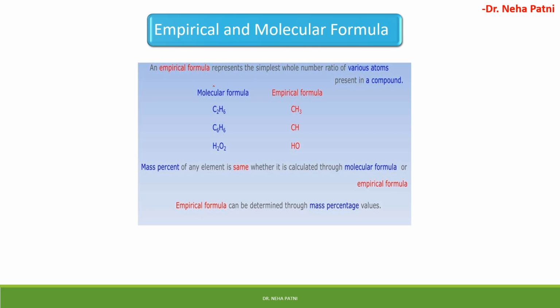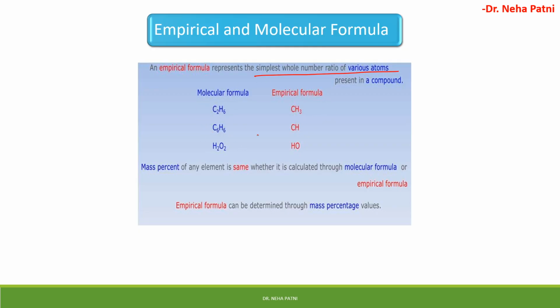What do we understand by the empirical formula? This is basically the simplest whole number ratio of atoms present in the compound. So if the molecular formula shows how many atoms are involved to form the molecule, the empirical formula will only give you the whole number ratio of atoms. Like if carbon is there, if hydrogen is there, they'll be giving you the number.